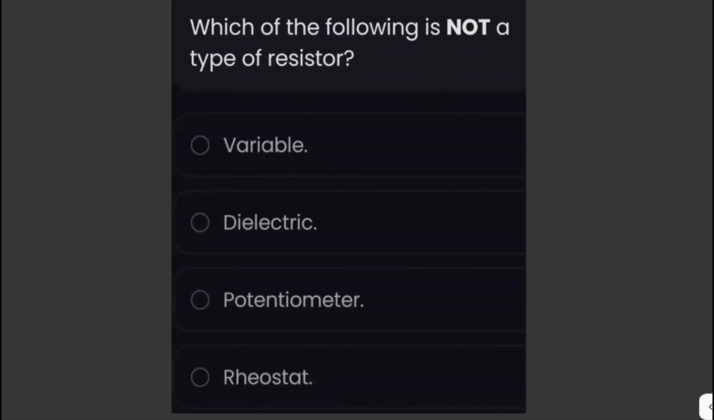Which of the following is not a type of resistor? A variable, dielectric, potentiometer, or rheostat? The answer here is dielectric.